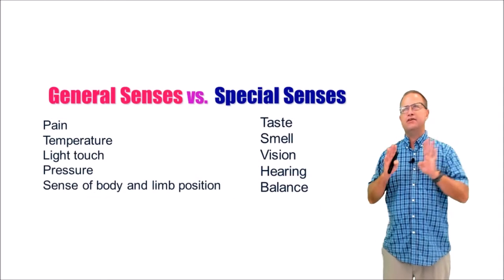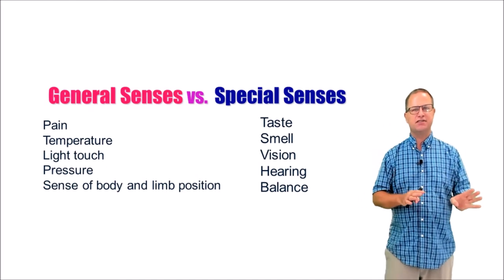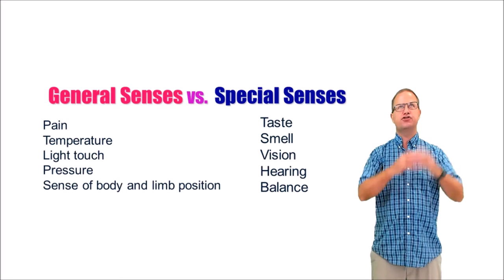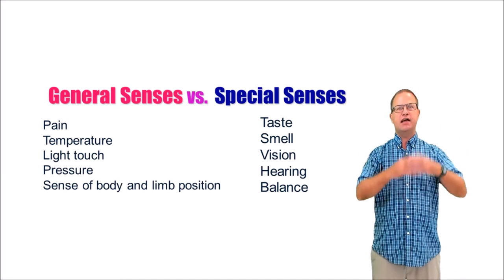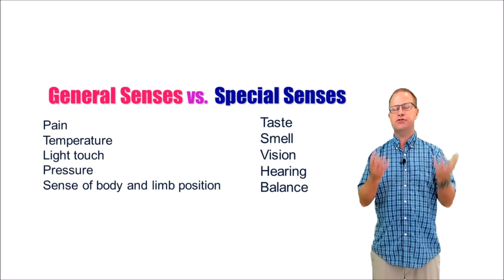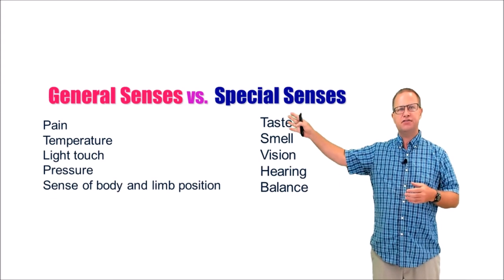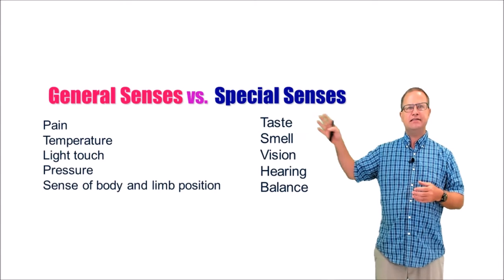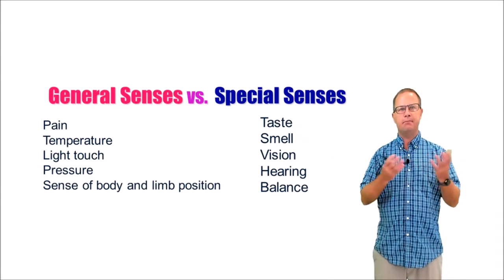Okay, you've heard before about the general senses versus the special senses. Now, the big definition here is the general senses are senses that are distributed all throughout the body, such as pain, temperature, touch, pressure, etc. On the other hand, the special senses are cephalized. They're just found in the head, and this includes things like taste, smell, vision, hearing, and balance.